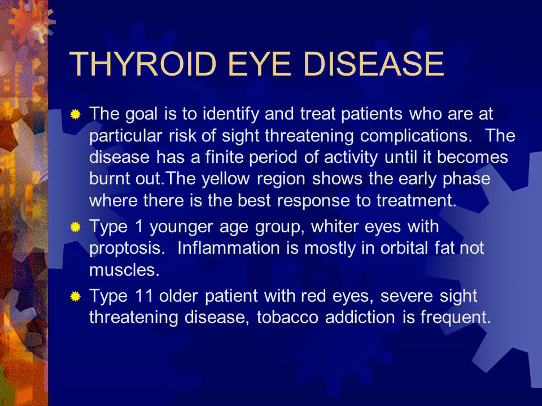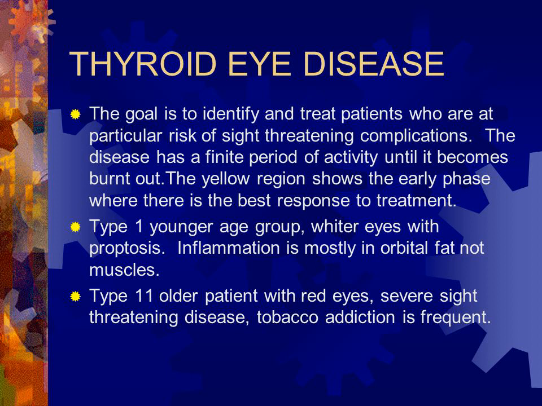Thyroid eye disease: the goal is to identify and treat patients who are at particular risk of sight-threatening complications. The disease has a finite period of activity until it becomes burnt out. The yellow region shows the early phase where there is the best response to treatment.